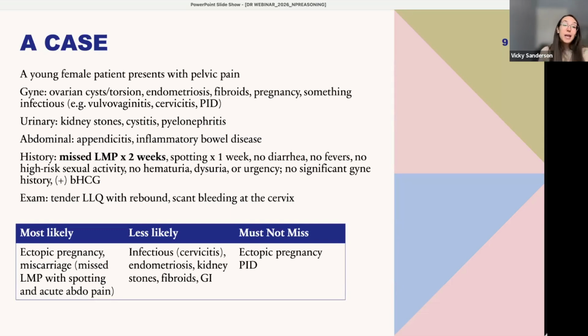So for this case, I might be saying, it's a young female patient with acute pelvic pain, a missed LMP with spotting, and a positive beta HCG. That's the problem representation. That's really painting that illness script for an ectopic or something bad going on. So I think it's most likely something like an ectopic, maybe a miscarriage, because of those backup points. But I've also thought of infectious things, urinary things, endometriosis and so forth, but they're less likely because of my history and physical exam. And then the must-not-miss conditions we've already mentioned are an ectopic, and pelvic inflammatory disease is something you wouldn't want to miss either.